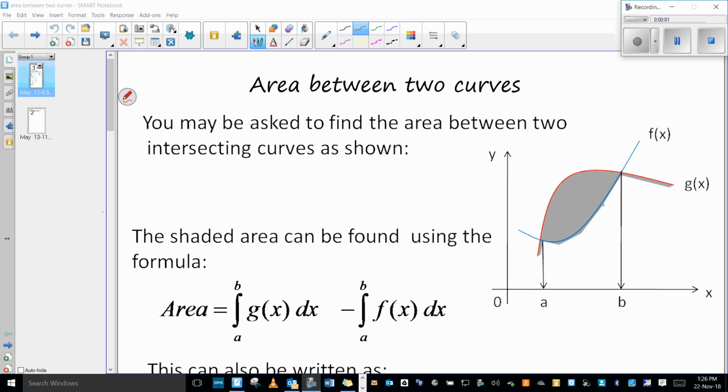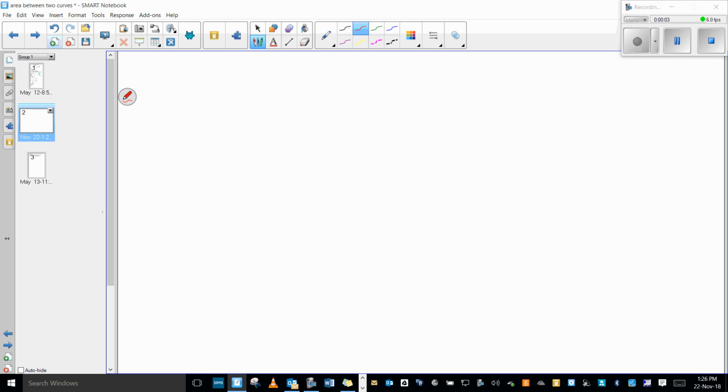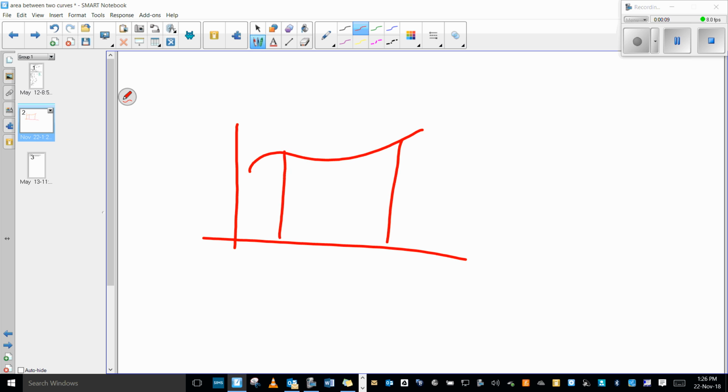So remember, if we were trying to find the area underneath this line, so this is f(x), we don't know what that is.